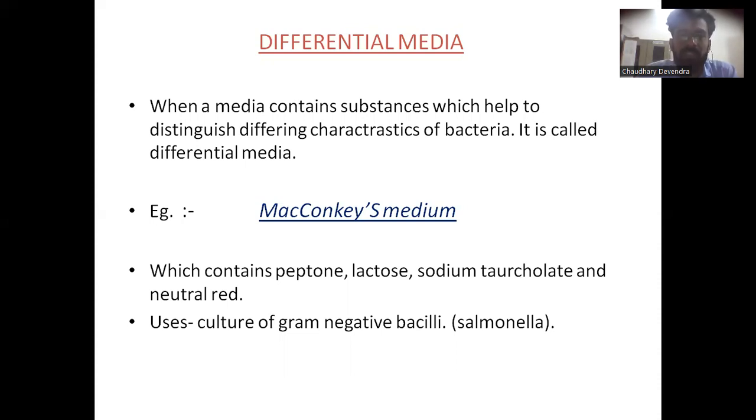So it is a differential media, and we can also say it is an indicator media. Why? Because it indicates by the coloring of the colonies.